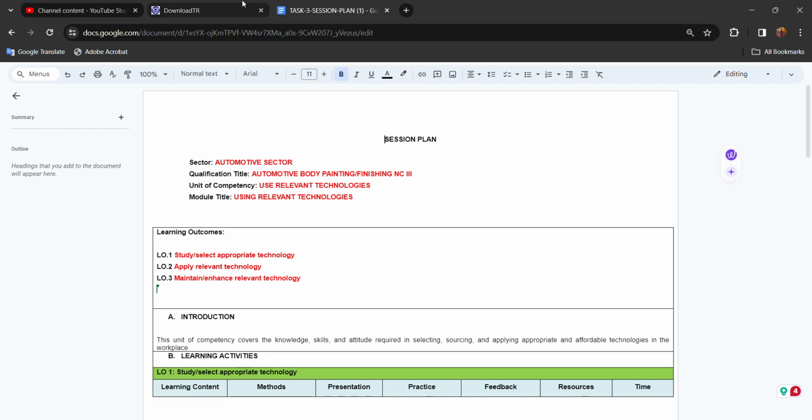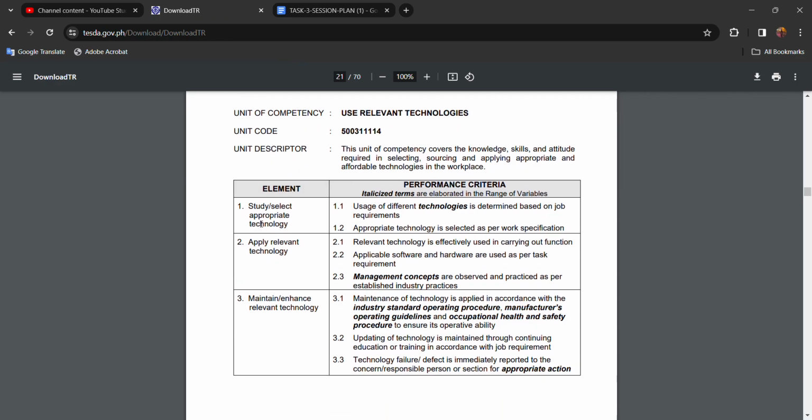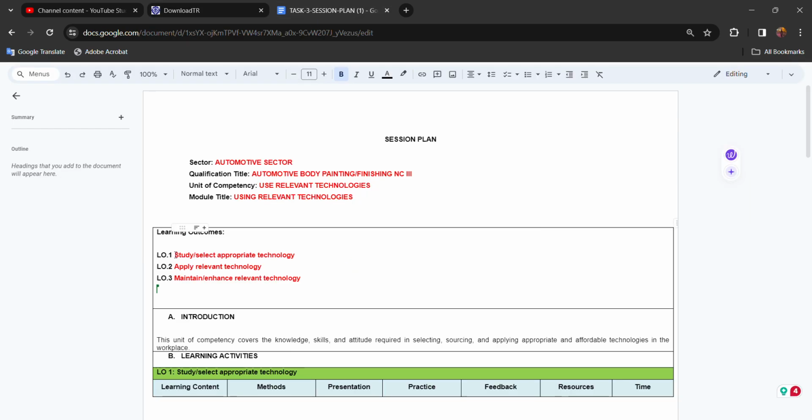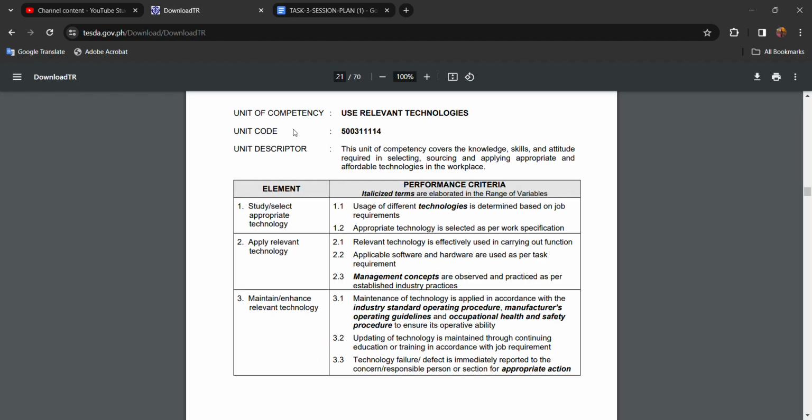I got the learning outcome from the elements of the relevant technologies, which is this one. There were 3 elements. I copied them and pasted them over here, and I indicated learning outcomes 1, 2, and 3. The introduction, I got from the unit descriptor. I copied that and pasted it over there.